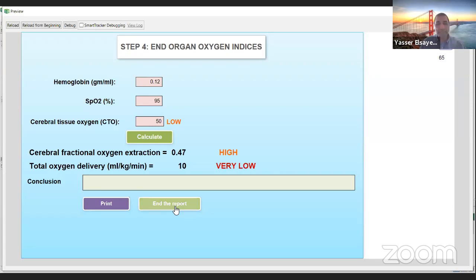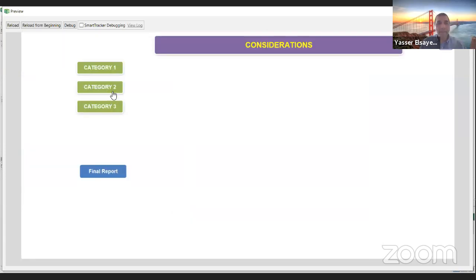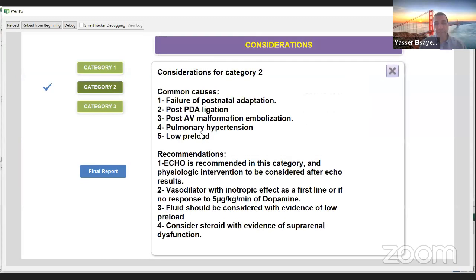And then if you end the report, it did not give you the category because it was based on the blood pressure category. Here you have category number 2. The software will help you to understand what could be the causes to fit with the clinical context. So for this case, it was failure of postnatal adaptation, the first and the most common cause of this category. Recommendation: echo is mandatory. Without echo, you will not understand. And it also depends on who's doing the echo.